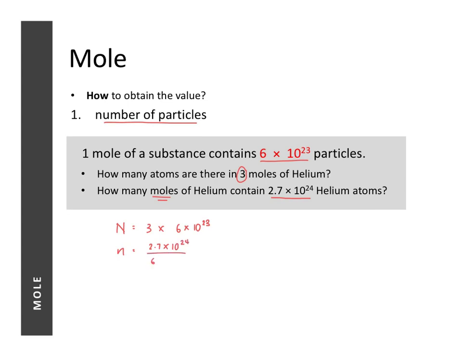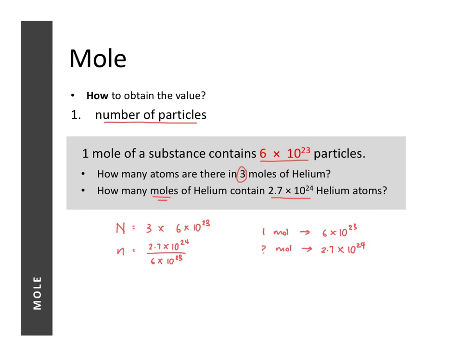divided by Avogadro's constant. Alright, for those of you who cannot see that, 1 mole of any substance has this value, 6 times 10 to the power 23. So we don't know how many moles, but we have this number of particles, 2.7 times 10 to the power 24. Right, so to find how many moles, we need to take the number of helium atoms divided by the Avogadro's number.